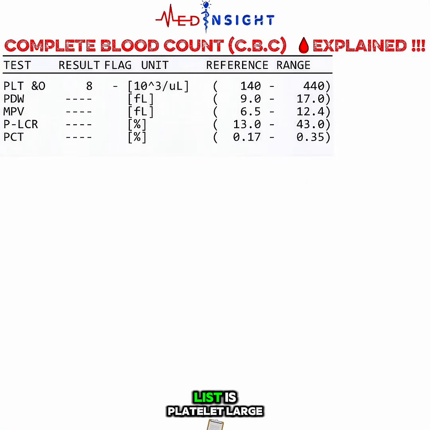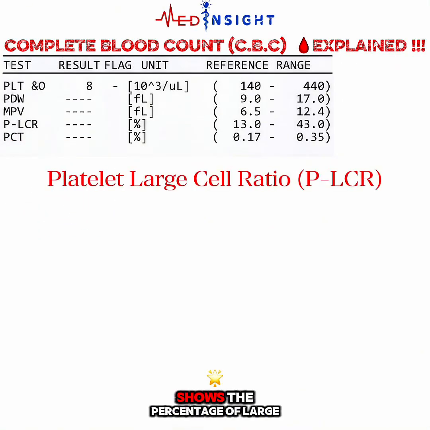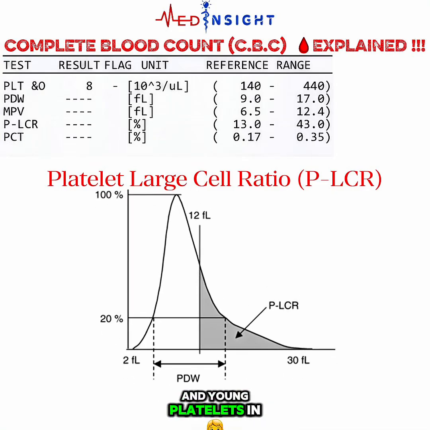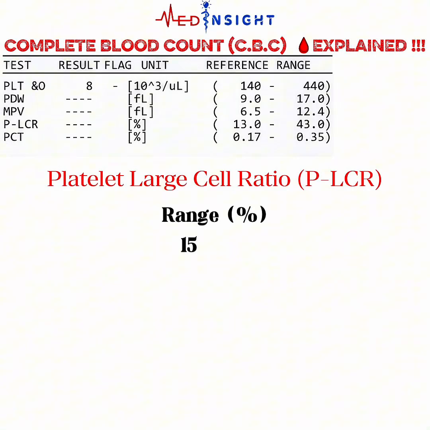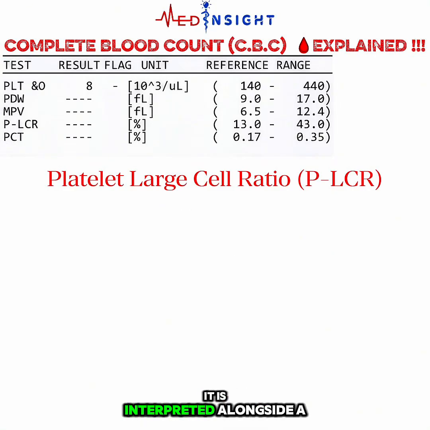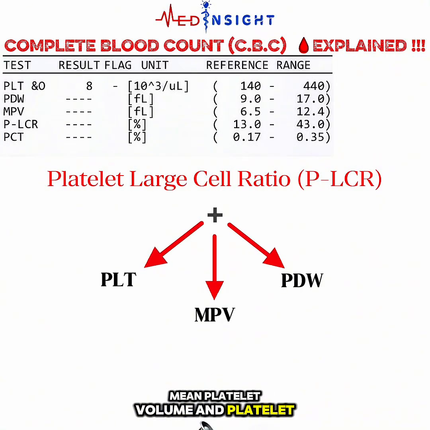The last on the list is platelet large cell ratio, that is PLCR. This shows the percentage of large and young platelets in the blood. It indicates the bone marrow activity and platelet production. It is interpreted alongside the platelet count, mean platelet volume, and platelet distribution width.